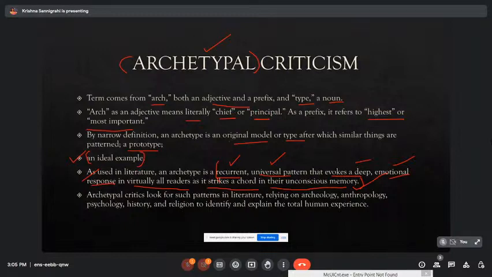Now, if you remember the concept of mind and the layers of mind, we have already discussed it when we were dealing with psychoanalytic criticism.